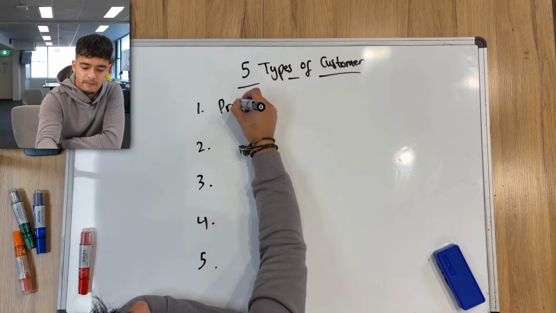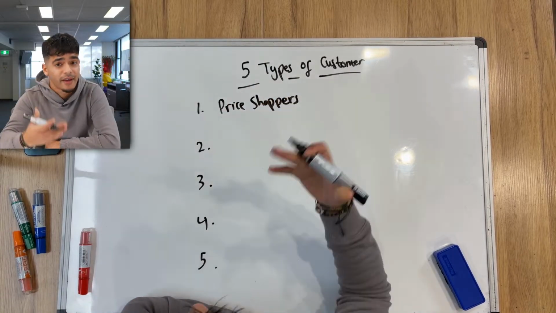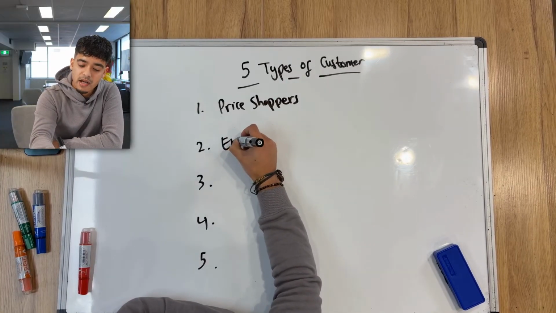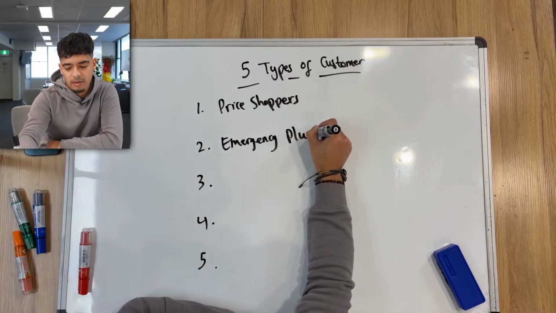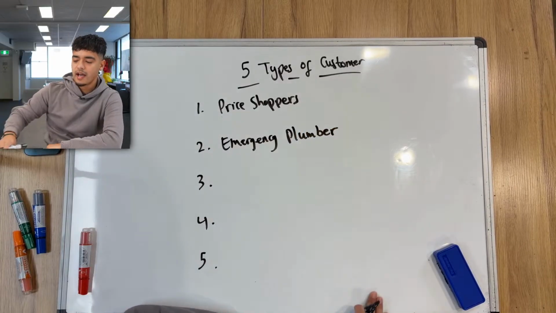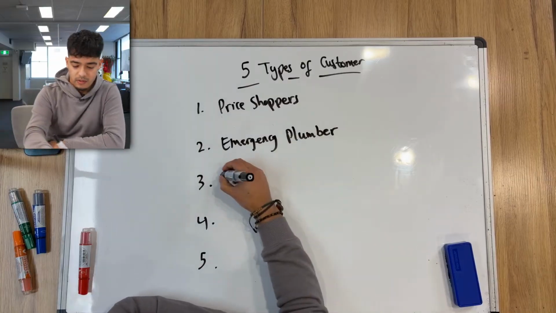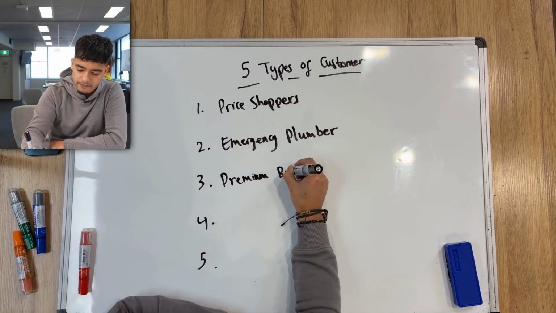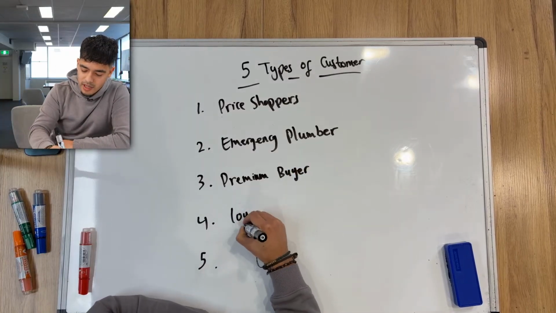So number one is price shoppers. Everyone knows these. We get them, you get them, everyone gets these kinds of customers. The second kind of customer is an emergency buyer, which is great for some of our clients who are plumbers, electricians, etc., who need emergency services as well. We also have a premium buyer, and we have a loyal customer.